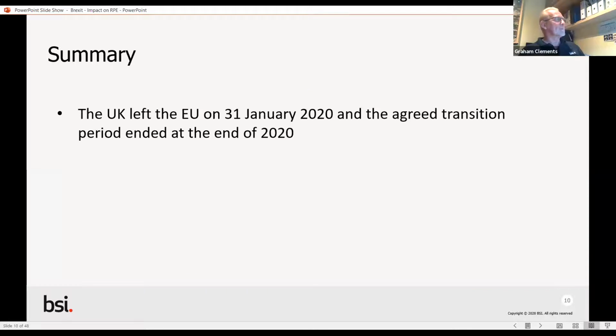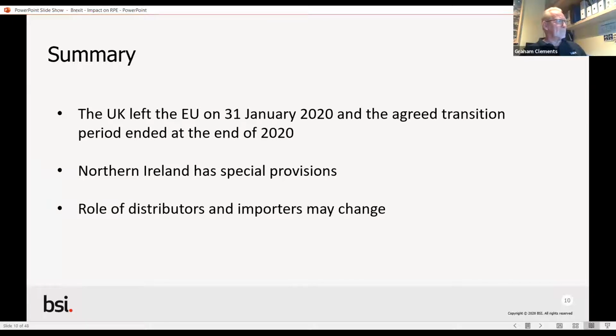So in summary, we left the EU on the 31st of January. The agreed transition period ended at 31st December 2020. Northern Ireland has special provisions, which are confusing to everybody. The role of distributors and importers may change, and that applies to anywhere in the UK and Northern Ireland. And there are transition deadlines.